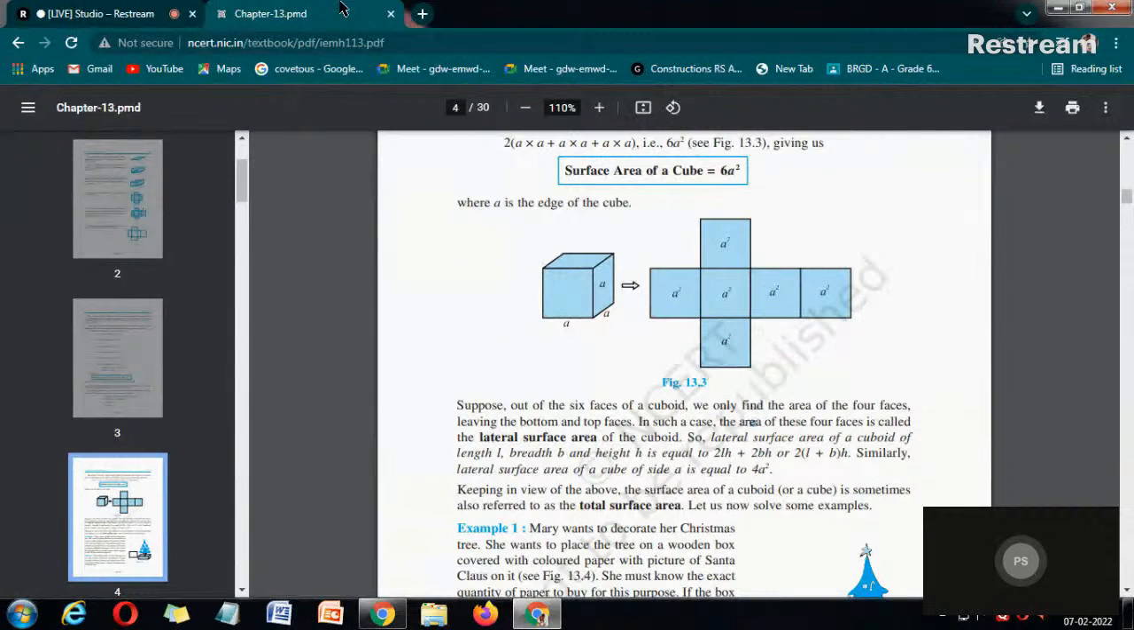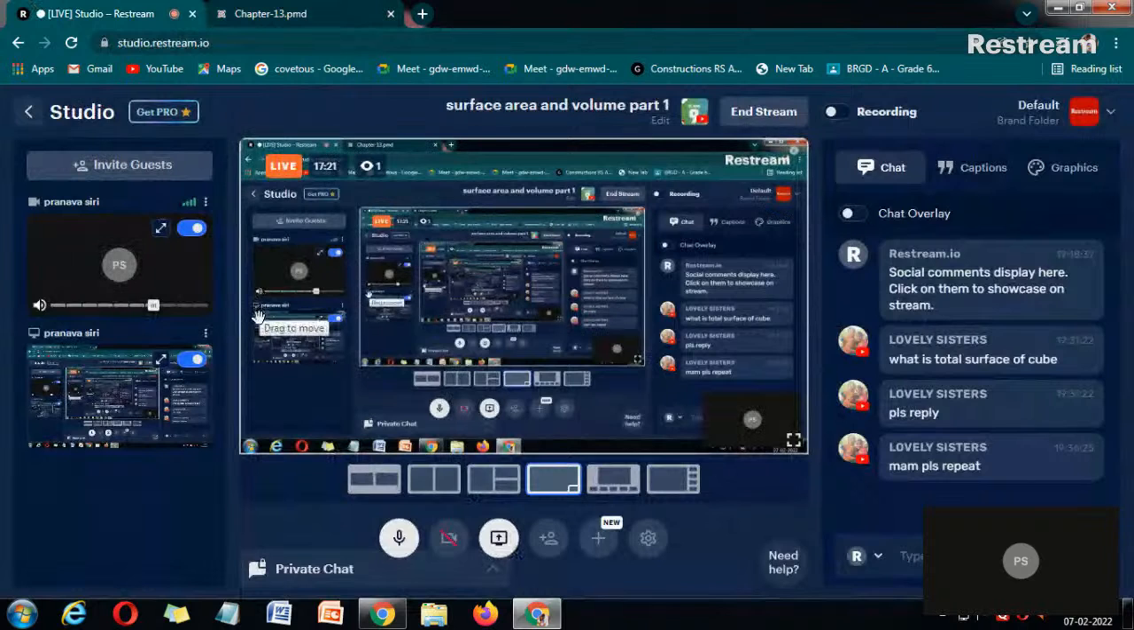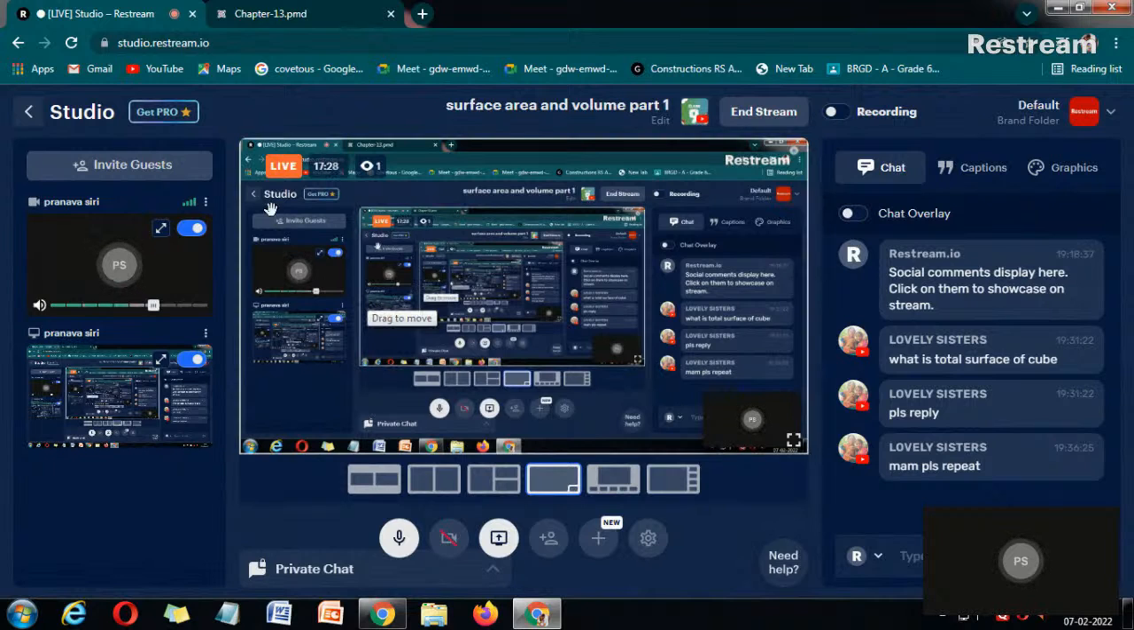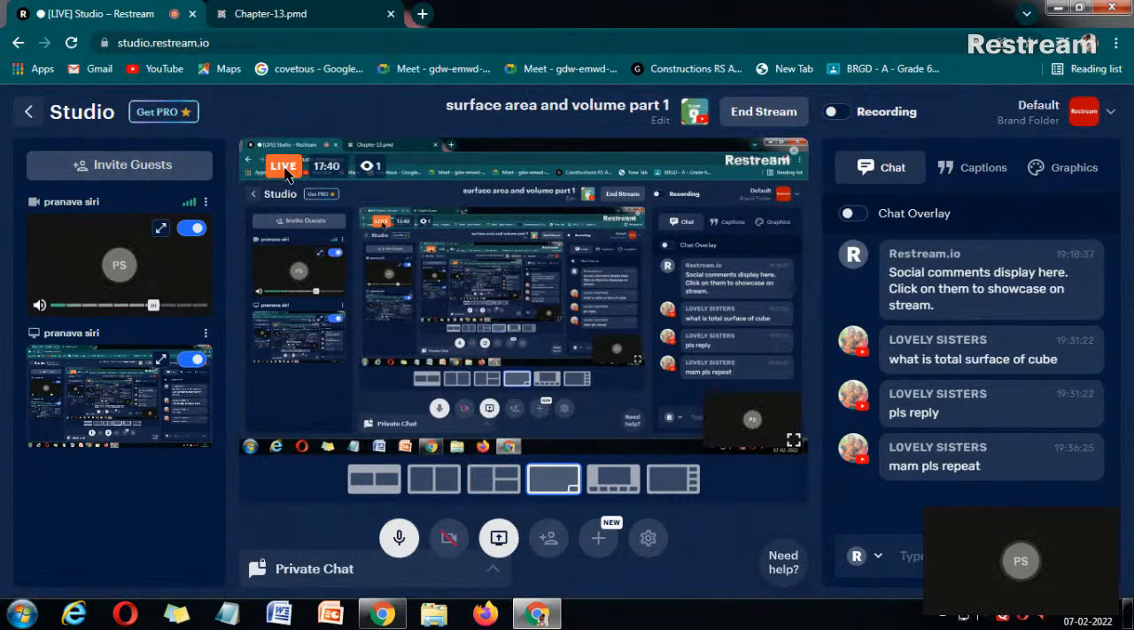The curved surface area for a cuboid is 2h into (L plus B), whereas the total surface area is 2 into (LB plus BH plus HL). This is what we have to learn from the introduction. The curved surface area of a cube is 4a square. Total surface area of a cube is 6a square. The curved surface area of a cuboid is 2h into (L plus B), and the total surface area is 2(LB plus BH plus HL). So hope you got it.